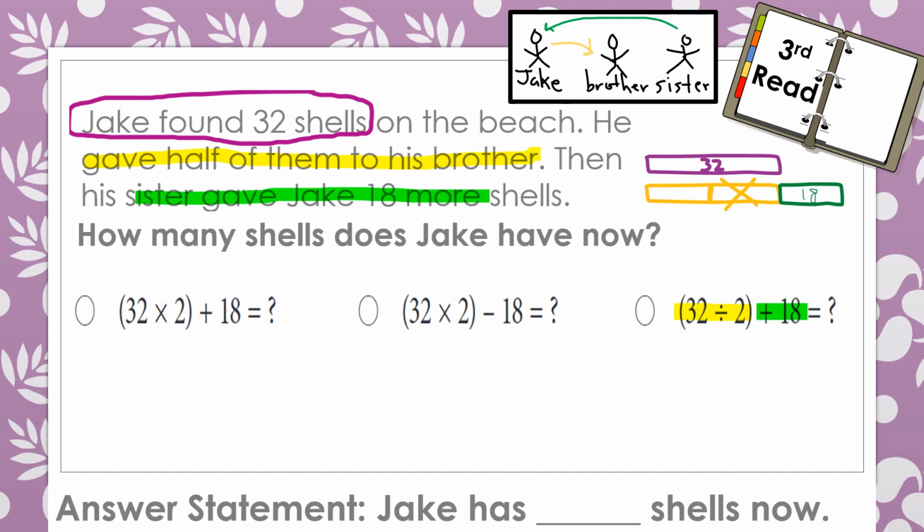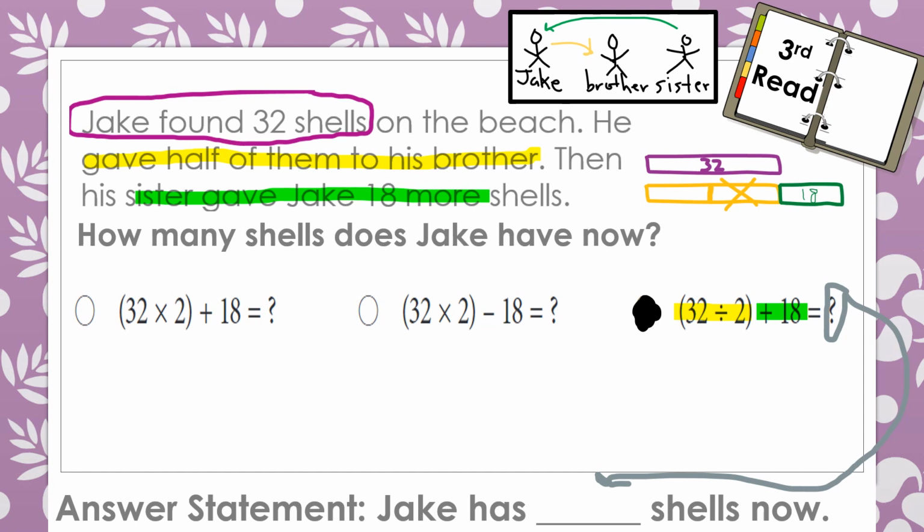Let's go ahead and consider that the question mark being shown to the right of the equal sign involves answering the question, how many shells does Jake have now? We will go ahead and complete these steps to find out what that amount is.